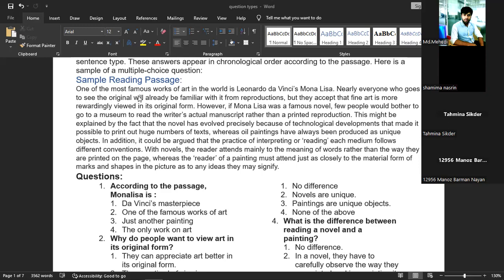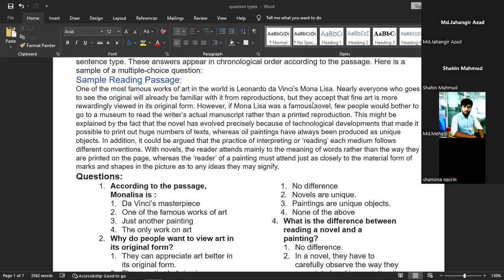One of the most famous works of art in the world is Leonardo da Vinci's Mona Lisa. Nearly everyone who goes to see the original will already be familiar with it from reproductions, but they accept that fine art is more rewardingly viewed in its original form. However, if Mona Lisa was a famous novel, few people would bother to go to a museum to read the writer's actual manuscript rather than a printed reproduction.